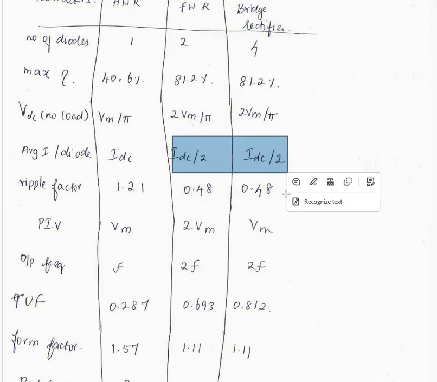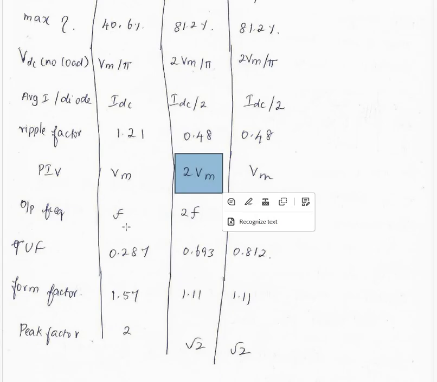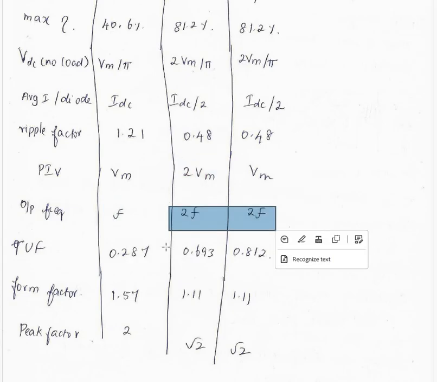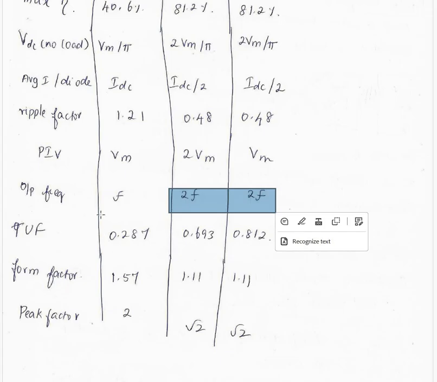Ripple factor is 1.21, 0.48 and 0.48. PIV is Vm and Vm in bridge rectifier. For full wave rectifier alone it is 2Vm. Output frequency is F for half wave rectifier. For full wave and bridge rectifier it is 2F.